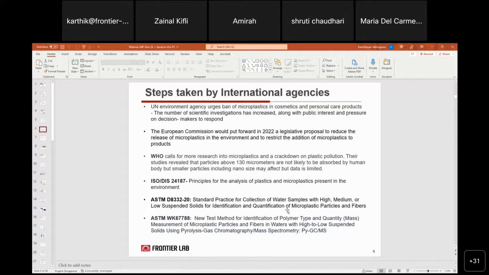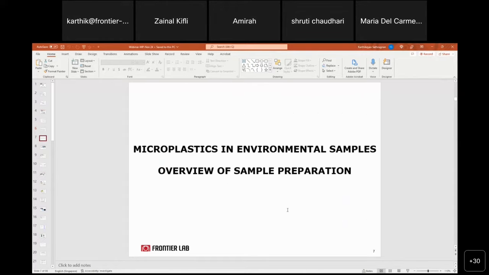Okay, so one thing that I want to highlight here: the ASTM method, which is in draft mode, has recommended pyrolysis GCMS also as a technique for microplastic analysis. So if you really want to put your foot forward, you should definitely consider looking at this technique for microplastic research. Okay, before going to the analysis part, I just want to briefly share the sample preparation part.